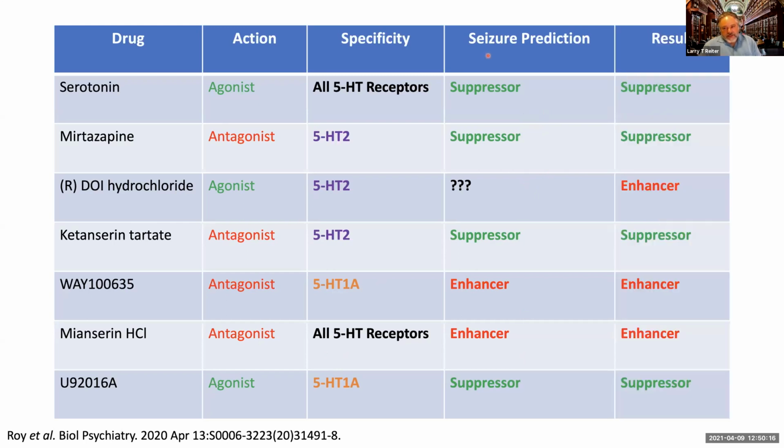And in fact, it followed exactly what we expected. We saw suppressors of seizure when we used 5-HT1A agonists, right? And we saw enhancers of seizure activity when we used 5-HT1A antagonists. And of course, when we inhibit all of the receptors, we see enhancement of the phenotype.